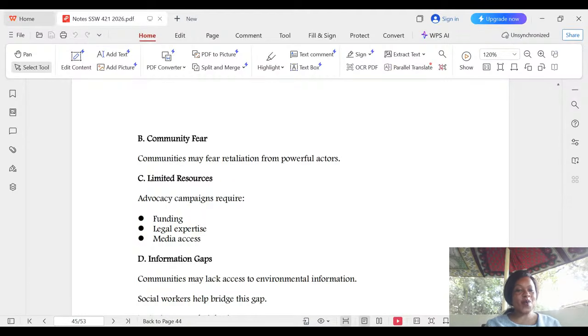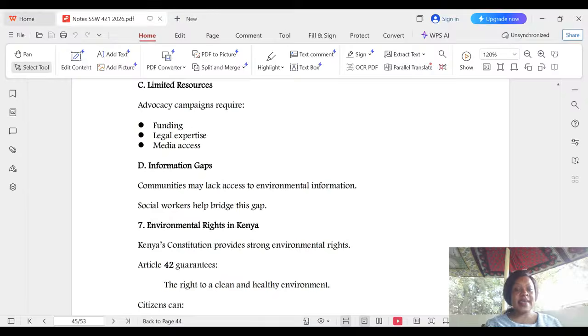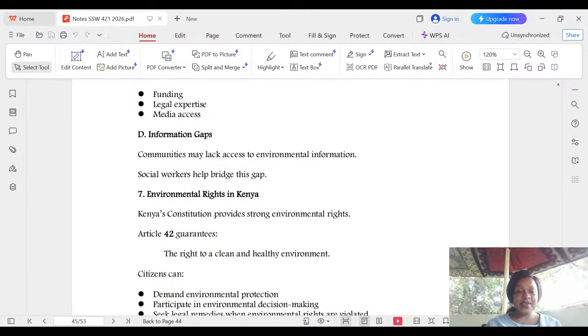Limited resources. Advocacy campaigns require funding. They require legal expertise. They require media access. All this requires money. Information gaps. Communities may lack access to environmental information. Hence, we refer to researchers. And we help them bridge this gap.